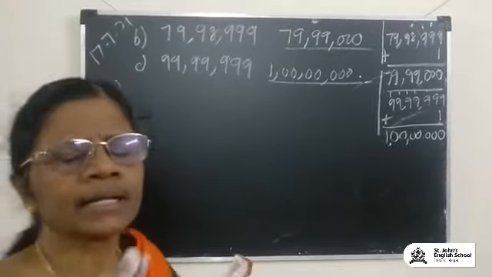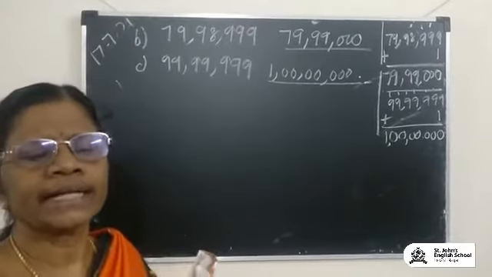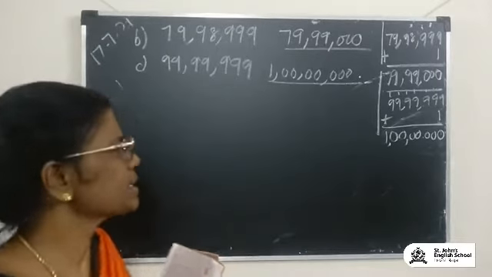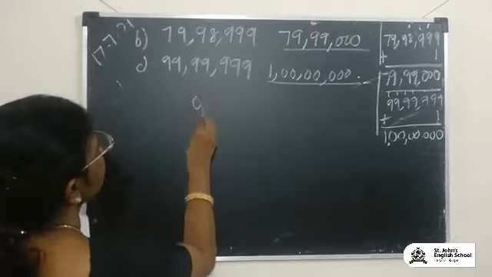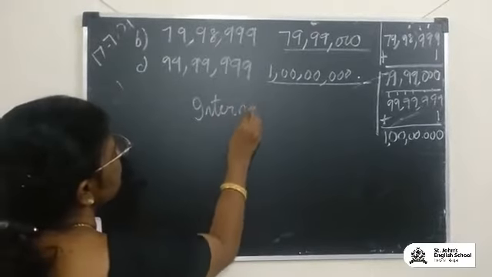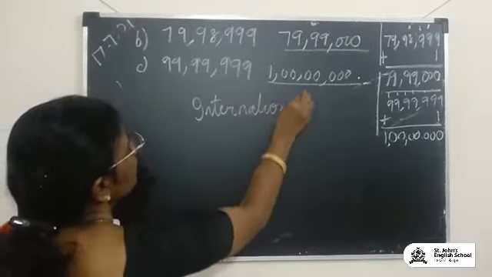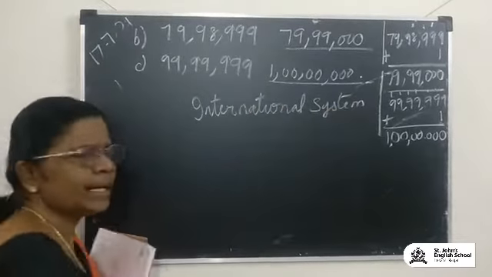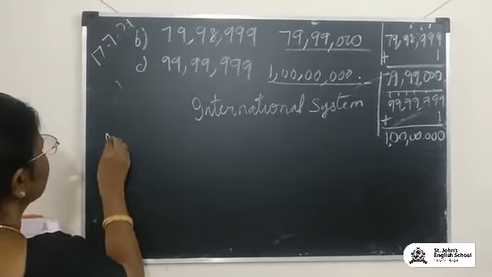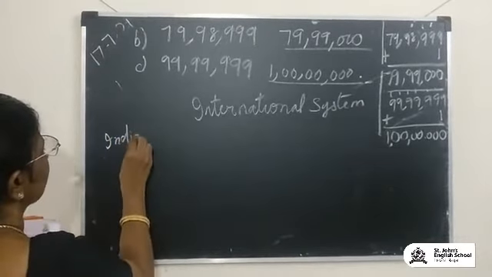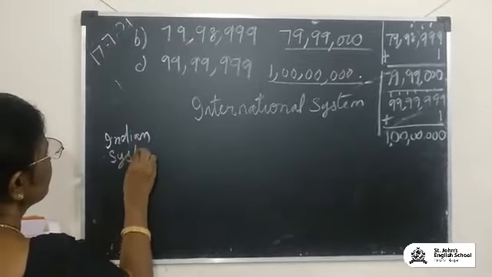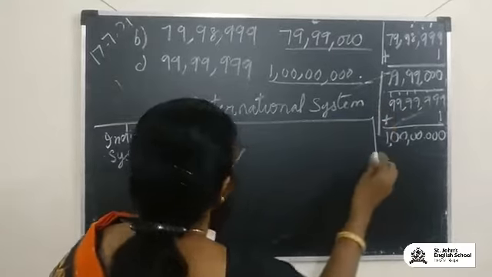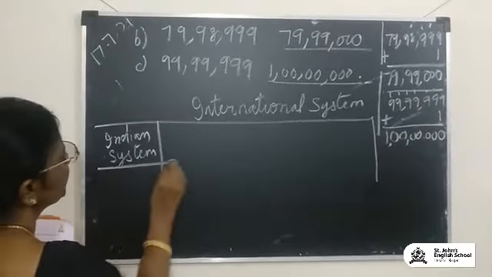Okay, I'll teach you how to write in the international system by showing you the Indian system and the international system. So the heading is going to be international system. Okay, like how we were doing today, I write here in the Indian system. Okay, what you are going to do, I'll just draw a column like this. Okay, this is going to be the Indian system.